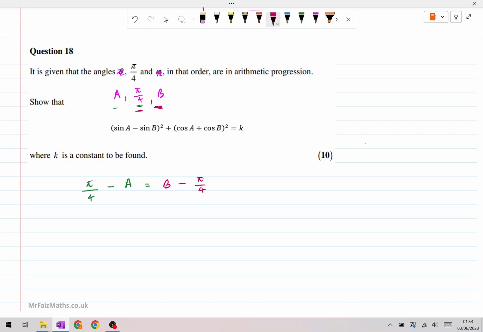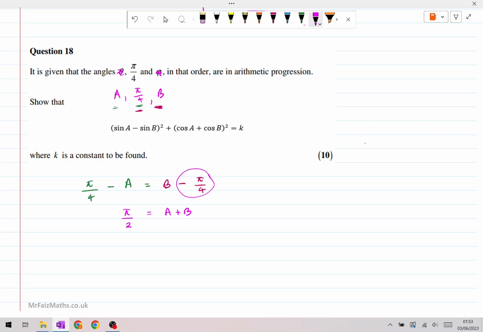Right? If we then do some rearranging here, I can add A to both sides. So if I bring the A to the right hand side, I'm going to have A plus B. And if I add pi over 4 to both sides, pi over 4 plus pi over 4, we get A plus B is equal to pi over 2. So in terms of the three terms being an arithmetic sequence, I don't think there's much else we can do here except to show that A plus B is equal to pi over 2.